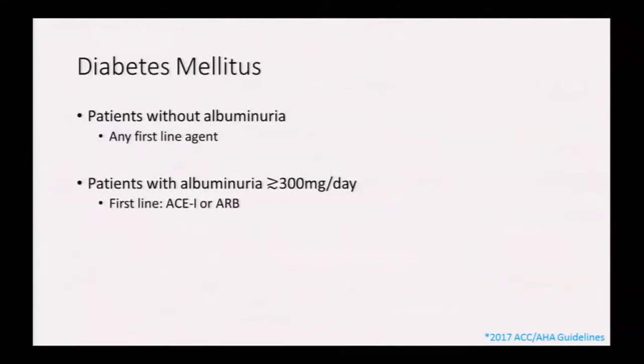For your patients with diabetes, if they don't have albuminuria, then any first-line agent, any primary agent is fine. If they do have albuminuria, then probably we should give them ACE inhibitor or ARB.